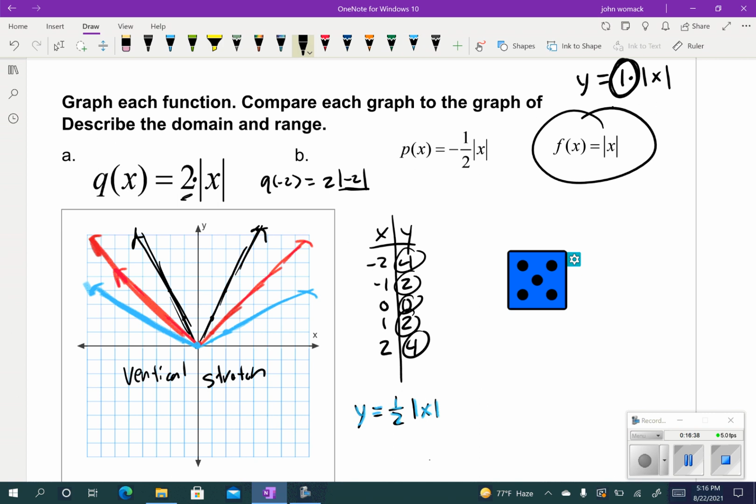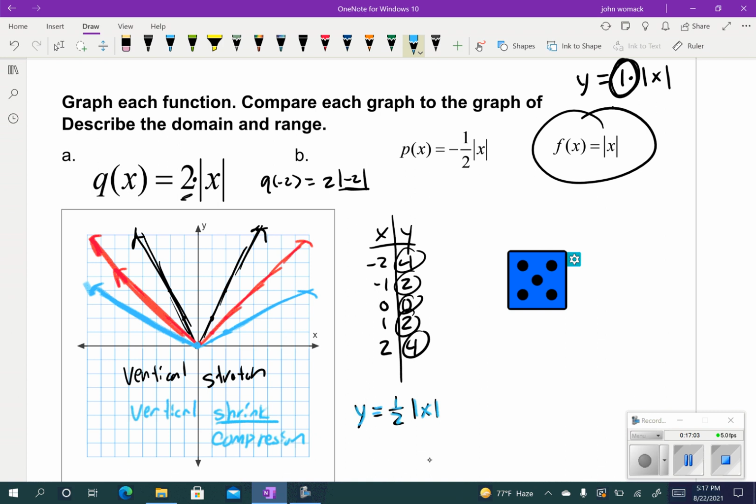What we call that is a vertical shrink. The book calls it a shrink. Sometimes you'll see a compression. I don't care how you refer to it, but in your book it will use that word shrink. So what it really means is you're taking that red parent graph and squishing it vertically. It's going to go up slower. It's going to be less steep.